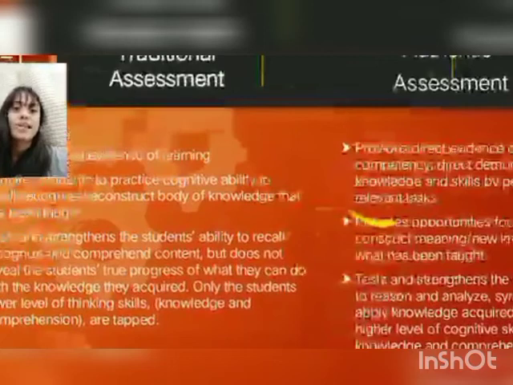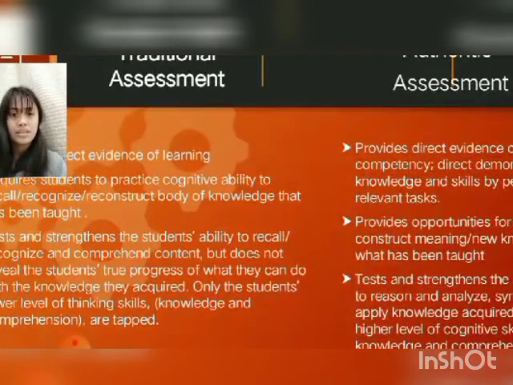Next, traditional assessment tests and strengthens the student's ability to recall, recognize, and comprehend content, but does not reveal the student's true progress of what they can do with the knowledge they acquired. Only the student's lower level of thinking skills, knowledge, and comprehension are tapped. Yes, in traditional assessment, they are not tapping the higher level of skills. They're only focusing on remembering, on memorizing the knowledge.